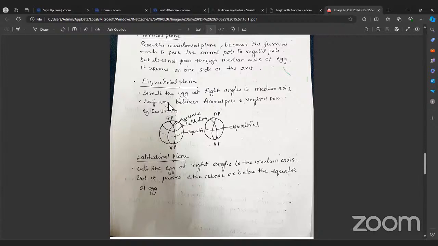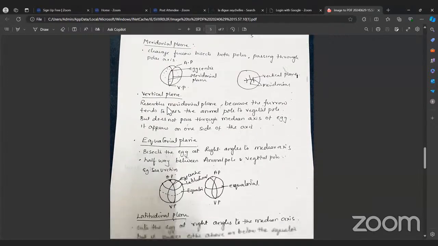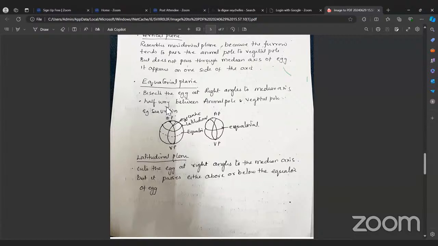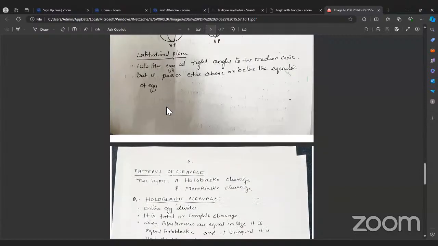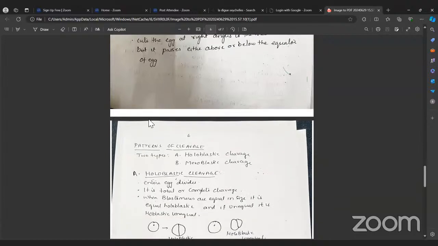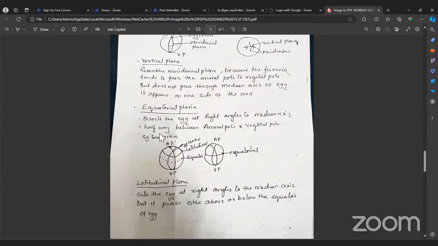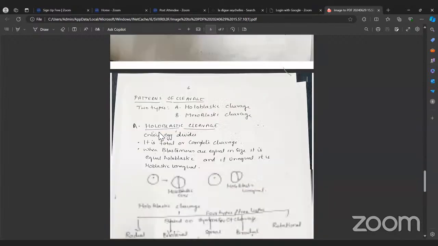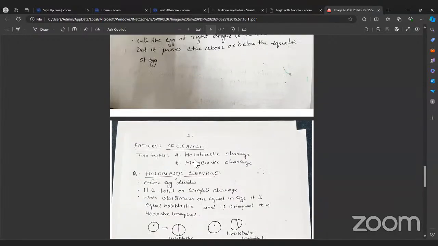So, depending upon these planes, we get different types of cells, whether equal cells or non-equal cells, etc. Based on the type of the egg, we get different types of cleavages. What are they? They are holoblastic and meroblastic. Now you might get confused, what are these cleavages? Holoblastic and meroblastic depend upon the nature of the yolk.